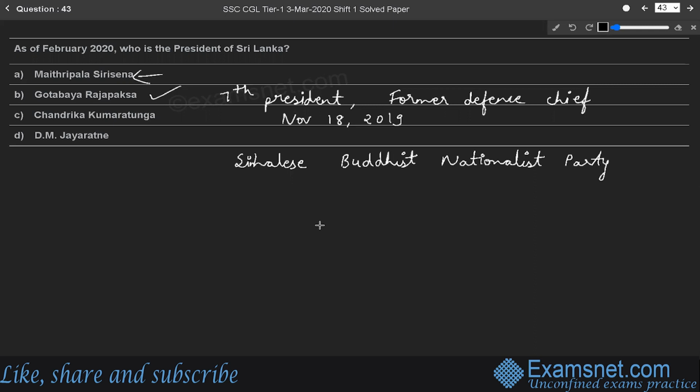Well, Sri Lanka is an island country located in the Indian Ocean, and at present, the president of Sri Lanka is Ranil Wickremesinghe.